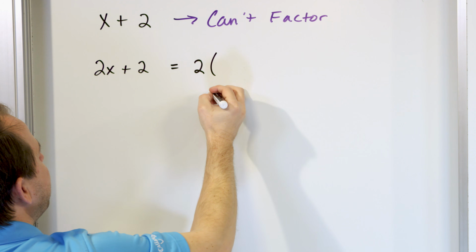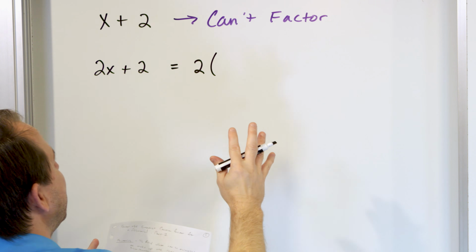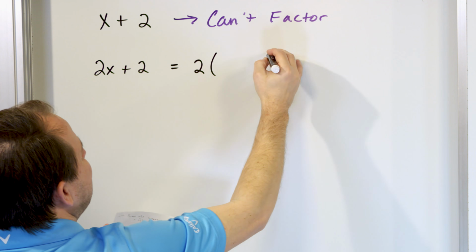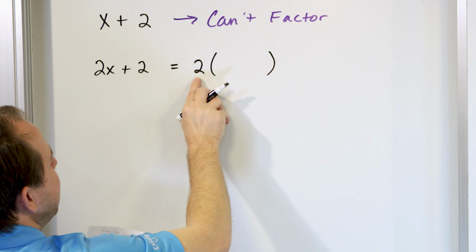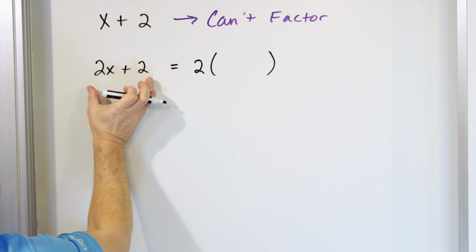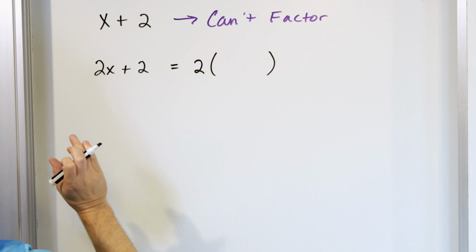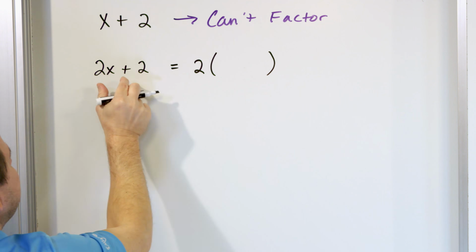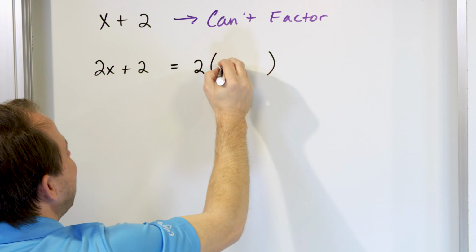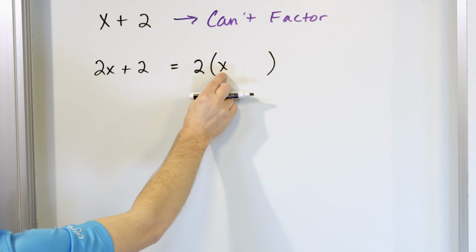And we have to open up a parentheses and figure out what is left over here, such that when I take this 2 and multiply it by whatever is left over, it gives me what I started with, because they're equal. These have to be equal. So 2 times what will give me 2x? 2 times x will give me 2x. So I have to put an x here.